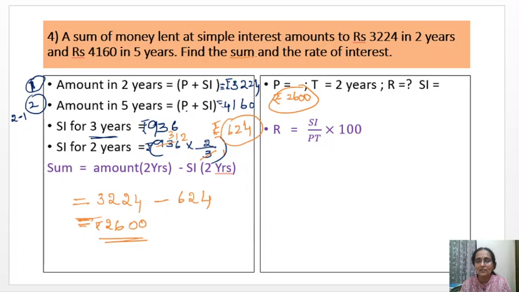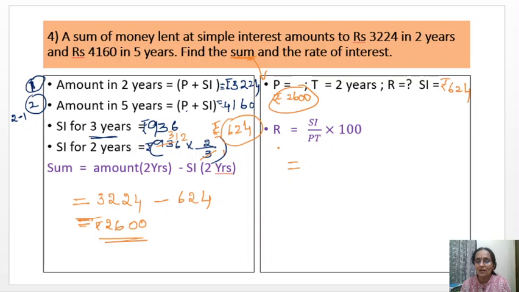You got the sum now, right? It is rupees 2,600, and the rate of interest you have to find out. Principal amount rupees 2,600, time is 2 years, and you have to find out R. Now, simple interest you know already. It is rupees 624 for 2 years.